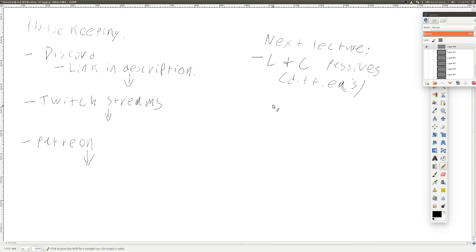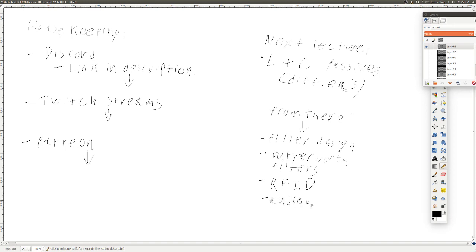Once we're done with that, we can go into stuff like filter design, and then once we have filter design figured out, we can go into much more complicated circuits, stuff like Butterworth filters. We can go into stuff like RFID, which is actually a really fun thing to talk about. Audio amplifiers, all kinds of stuff. So there are a lot of places for this to go, and I still need to figure out a structure to ensure that people are learning while discussing this, and advancing their understanding of the concepts.